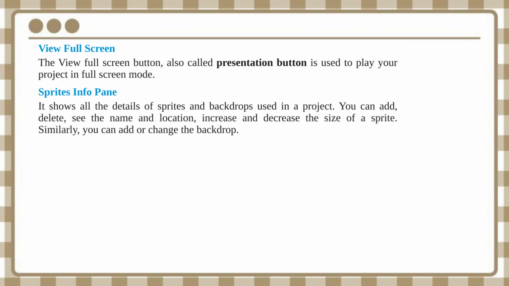Sprites Info pane. It shows all the details of sprites and backdrops used in a project. You can add, delete, see the name and location, increase and decrease the size of a sprite. Similarly, you can add or change the backdrop. It consists of A. Sprite's name. This is how you can rename the sprite.